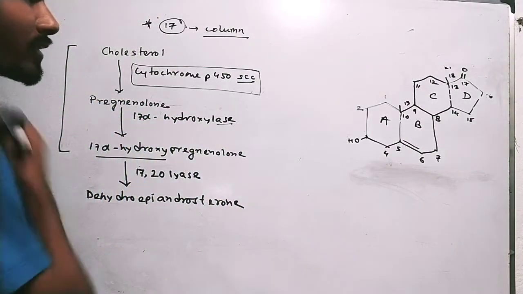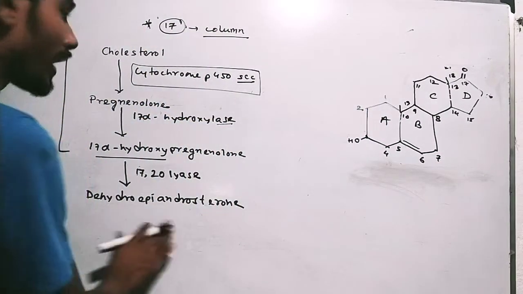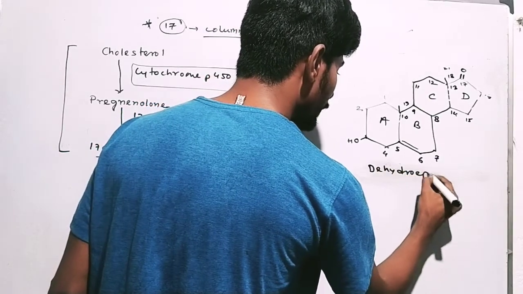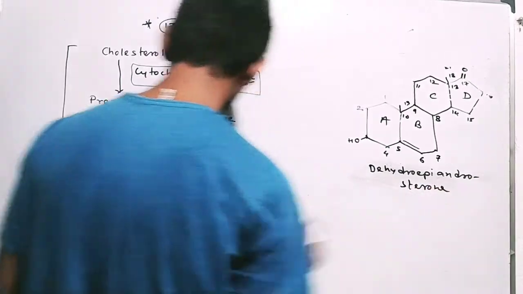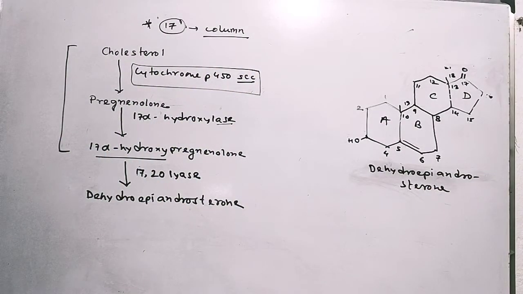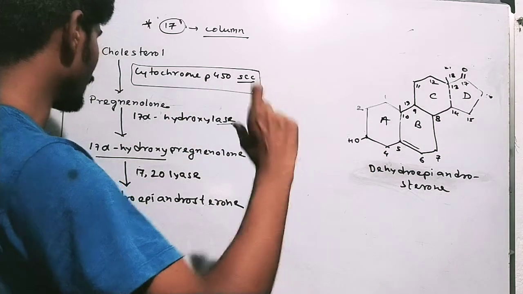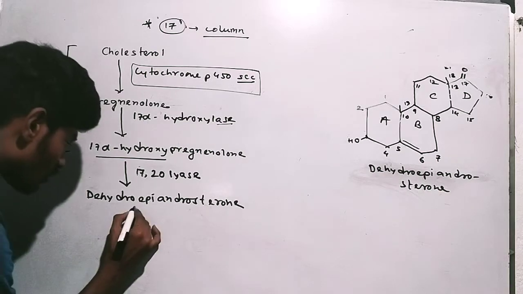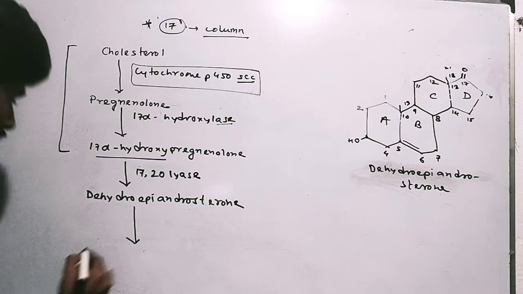Now it has become dehydroepiandrosterone, and the enzyme working here is 17,20 lyase. So basically it is telling that it is cleaving the molecule in between the 17th carbon and the 20th carbon, making the dehydroepiandrosterone. And then the dehydroepiandrosterone is converted to the androstenediol.